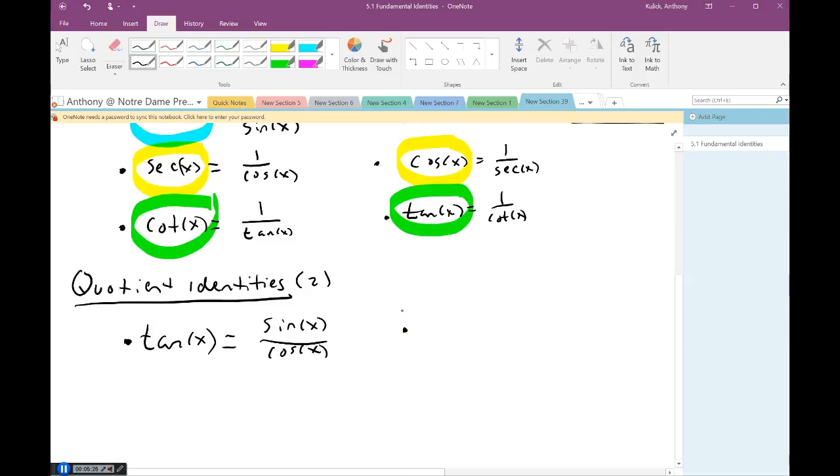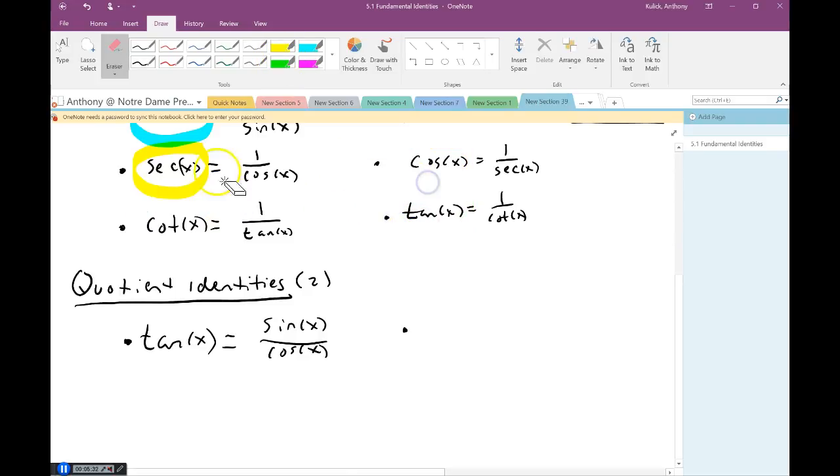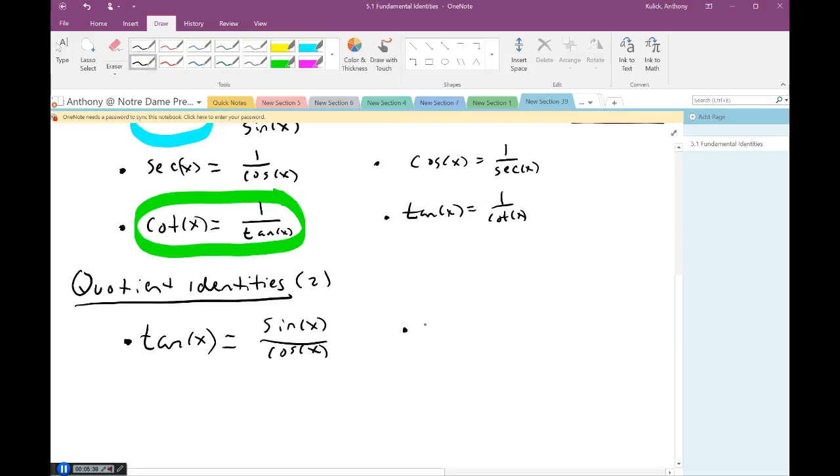And then if we look at the above, we have that cotangent is the reciprocal of tangent, right? So I can say cotangent then is the reciprocal of sine over cosine, which is just cosine over sine.